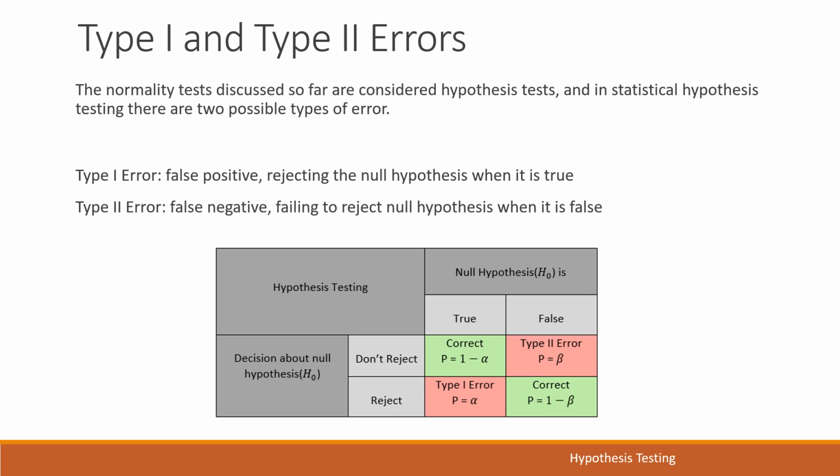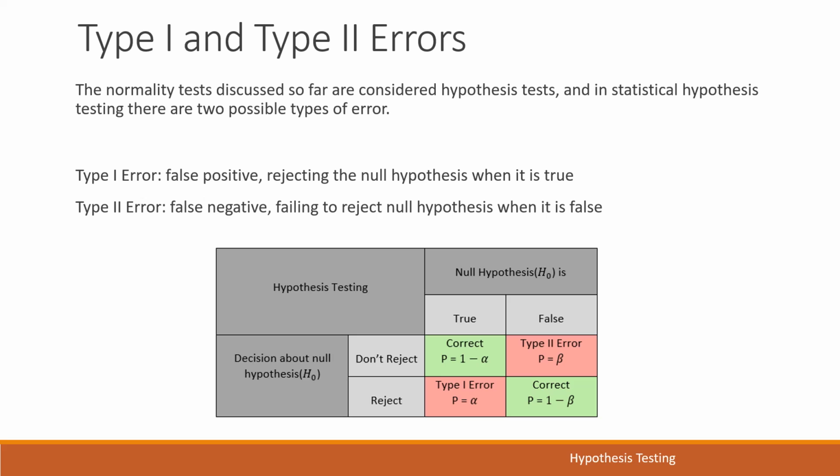In statistics, there are these things called type 1 and type 2 errors. The normality tests discussed so far are what are called hypothesis tests. And in statistical hypothesis testing, there are two possible types of error. A type 1 error, which is a false positive, means rejecting the null hypothesis when it is true. A type 2 error is a false negative, failing to reject the null hypothesis when it is false. So here's a graph of it.